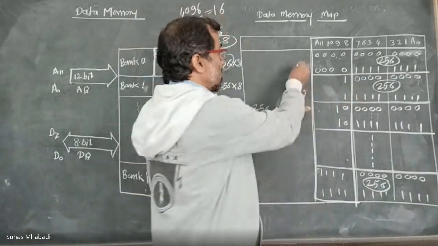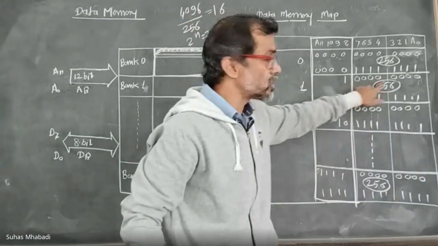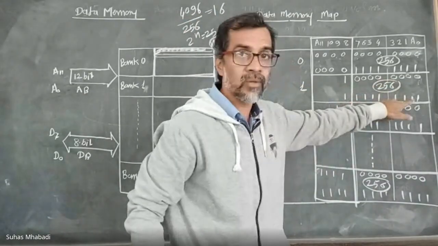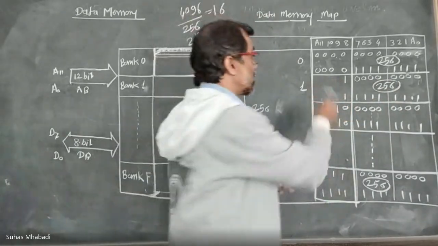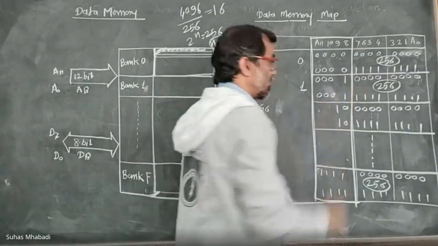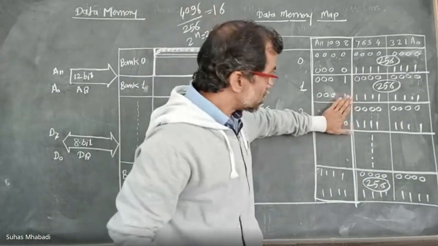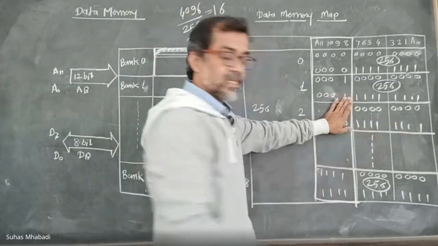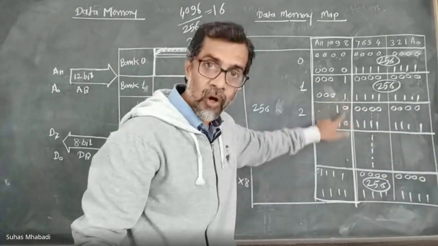Second bank, here it is bank 0, bank 1. Bank 1's first address is 0000, the last address is 1111. For each of those addresses, the bank address here will remain the same, that is 0001 0001. Bank 2 is having the first address all 0, last address all 1, but then the bank address is 10 for all these.